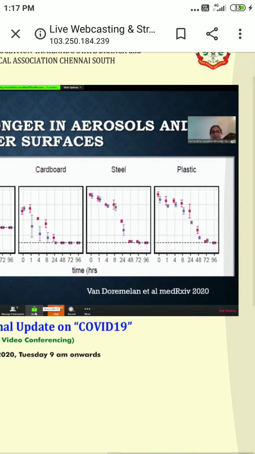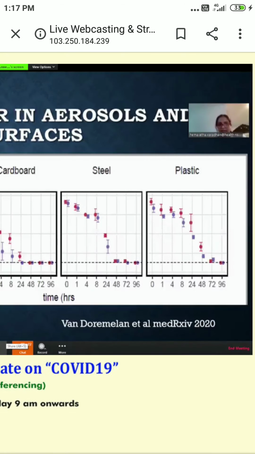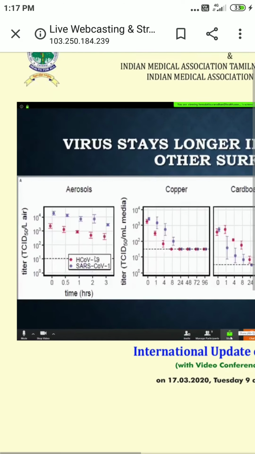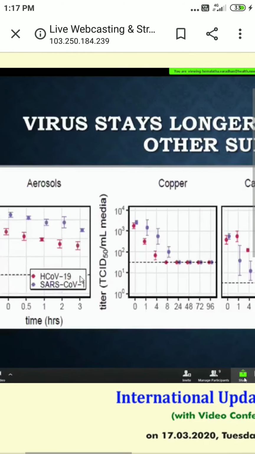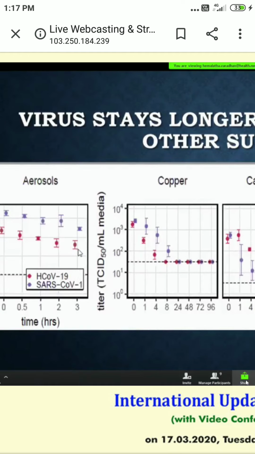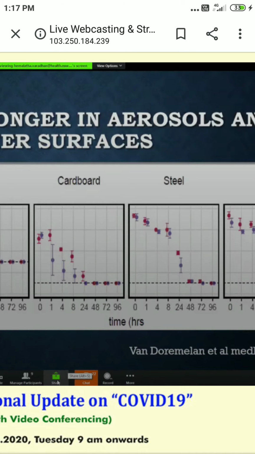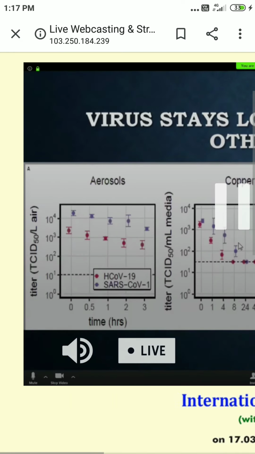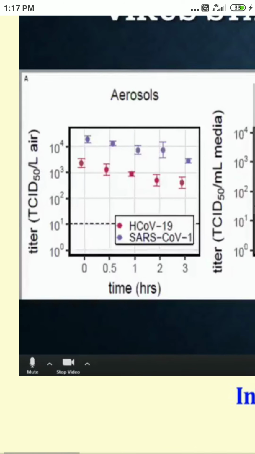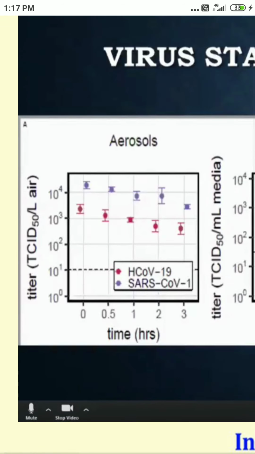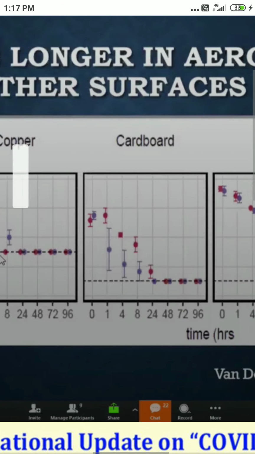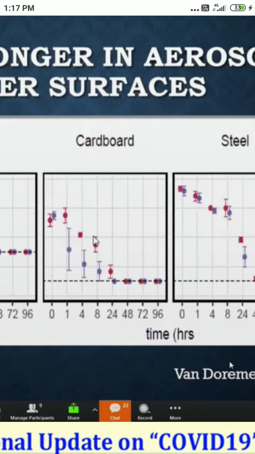So they compared the HCoV, which is a new coronavirus, with the previous SARS virus, and they determined that in aerosols they can stay up to 3 hours, live. And in copper, which is probably why our grandparents were cooking in copper vessels, it declines and doesn't stay alive for more than 4 hours. And with cardboard, it probably does not find it impressive or attractive, so it declines to 1 hour. It doesn't stay any more than 1 hour.